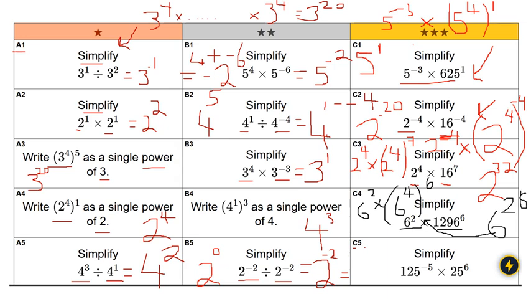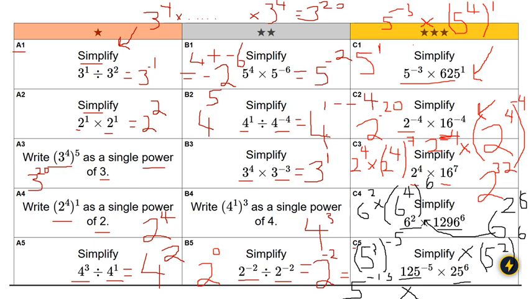And then lastly, quite a nasty one. This to the power minus 5, times this to the power of 6. Writing as powers of 5. So that'll be 5 cubed to the minus 5, multiplied by 5 squared to the power of 6. So let's work it out. 3 times minus 5 here makes minus 15. So we're going to have 5 to the minus 15 multiplied by 5 squared to the power of 6.